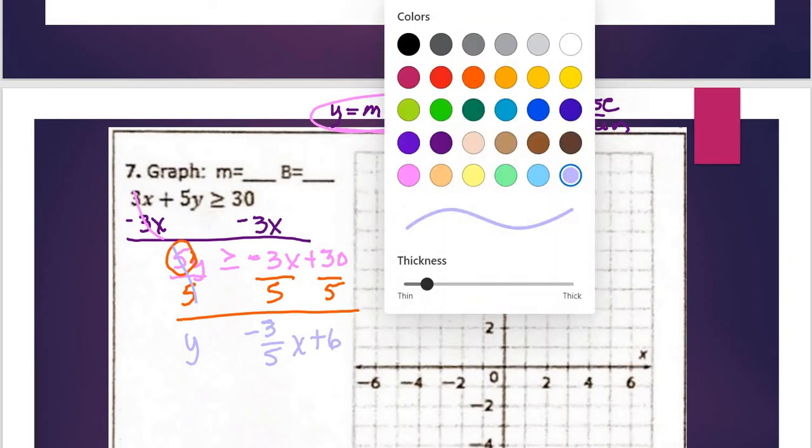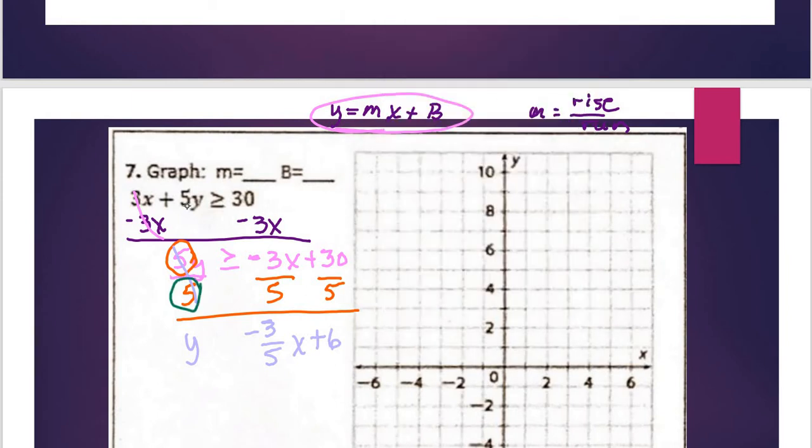Now, before I write down anything else, I'm going to check this part right here. Did we multiply or divide both sides by a negative number? And the answer is no. So we leave the symbol as is. We do not flip it. Now, look at this right here. My slope is a negative 3 over 5. My y-intercept is at 0, 6.